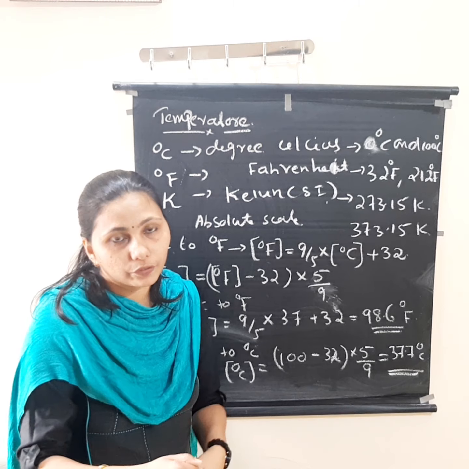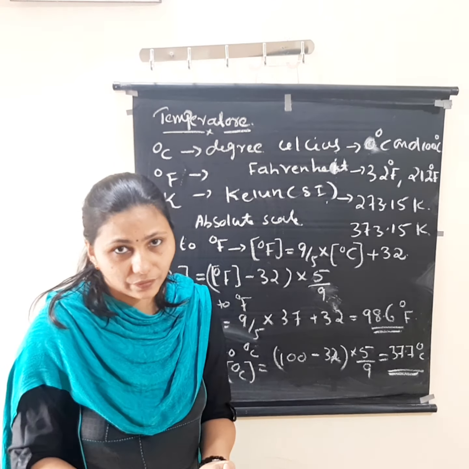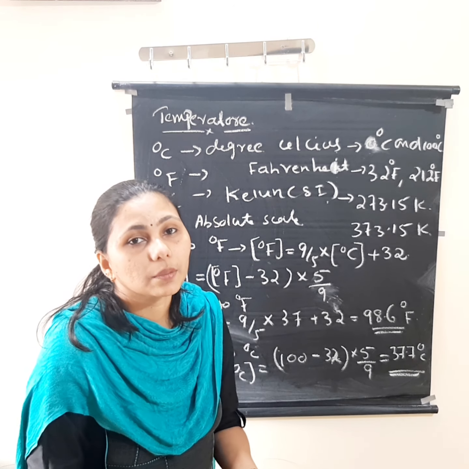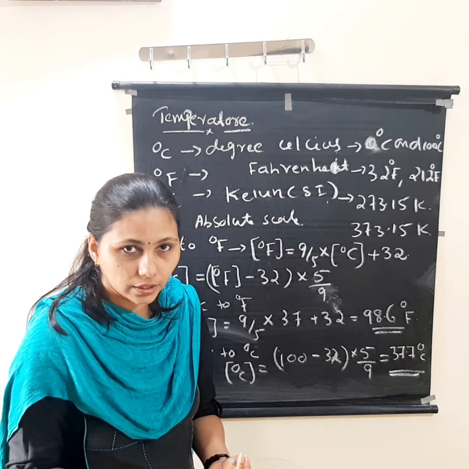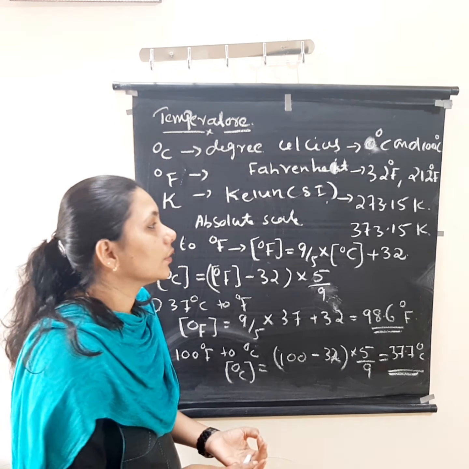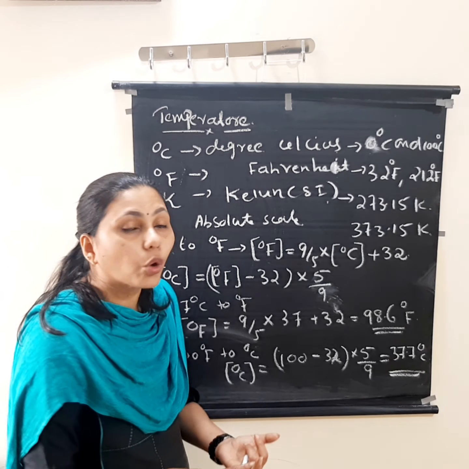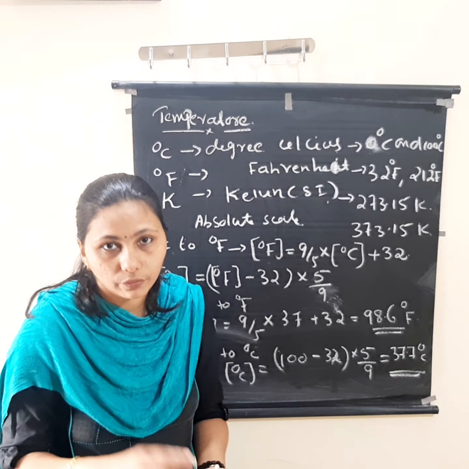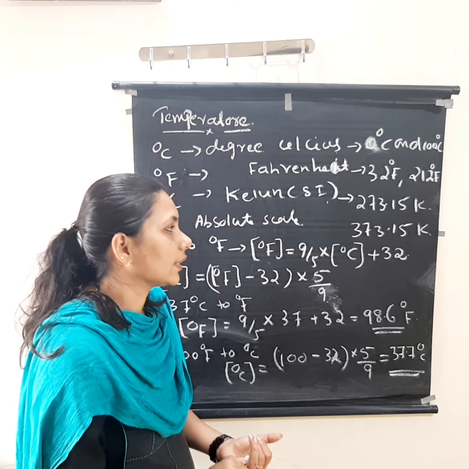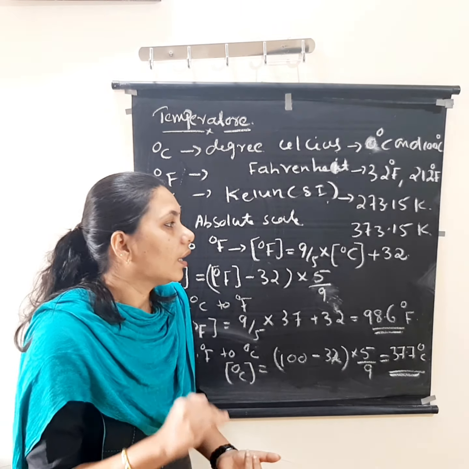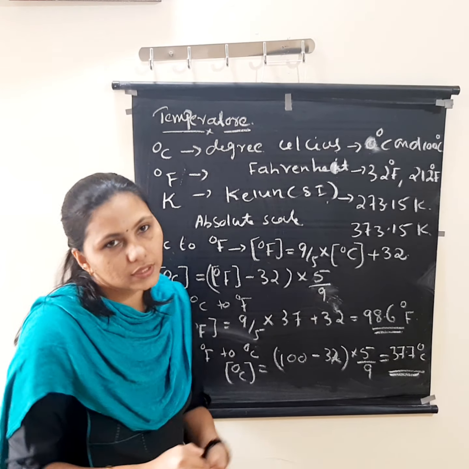So there are three scales of temperature: degree Celsius scale, Fahrenheit scale and Kelvin scale. In degree Celsius, what is the freezing point of water? It is 0 degrees Celsius and the boiling point is 100 degrees Celsius. In the Fahrenheit scale, the freezing point of water is 32 degrees Fahrenheit and the boiling point is 212 degrees Fahrenheit. In the Kelvin scale, the freezing point of water is 273 Kelvin and the boiling point is 373 Kelvin. It is also known as the absolute scale.